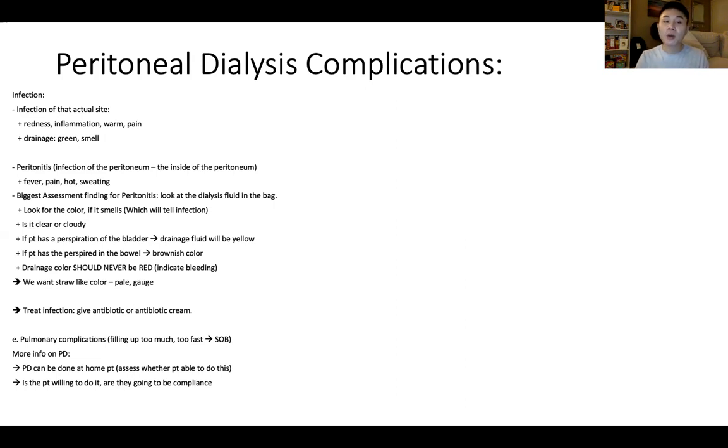The last complication is pulmonary complication. This means that we're filling up the cavity with too much fluid and too fast. This will lead to shortness of breath. More information on peritoneal dialysis: it can be done at home. We have to assess whether the patient is able to do this, is willing to do it, and is going to be compliant.